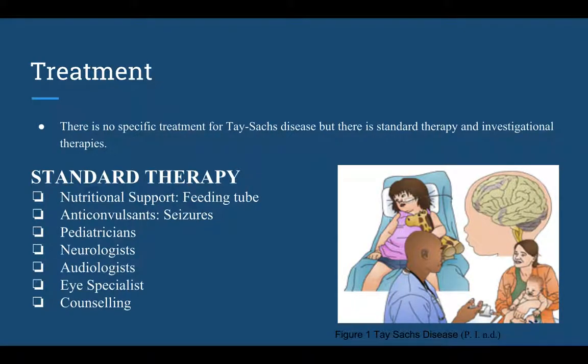The next slide is treatment. Though there is no specific treatment for Tay-Sachs disease, there is standard therapy and investigational therapies. Standard therapy is for the basic symptoms and kind of pain that the child is dealing with. So we first have nutritional support, which is the feeding tube that helps the child get its nutrition. And then we have anticonvulsants, which help with seizures, monitoring them and reducing them. And then we have the basic pediatricians, neurologists, audiologists, eye specialists, and counseling for the child and for the parents.